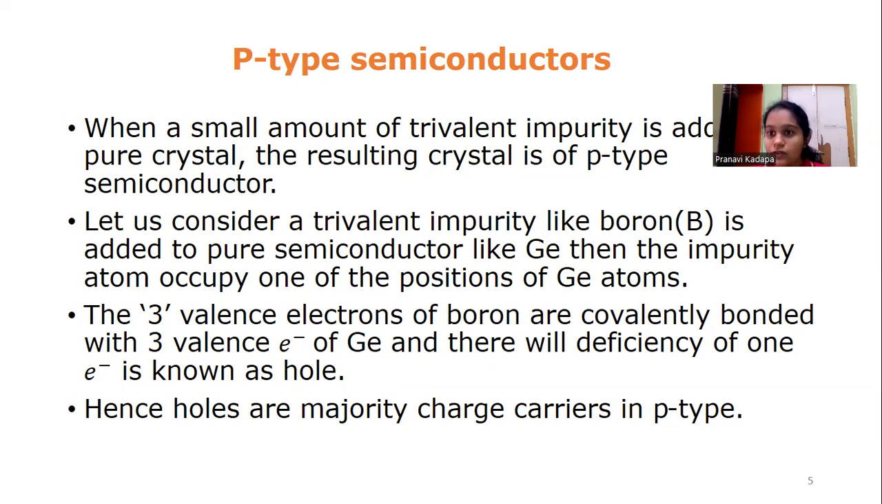We know that Ge contains four valence electrons, right? So when the three electrons in the boron are covalently bonded with Ge, an electron deficiency will be there. That is known as a hole. Here, holes are the majority carriers in P-type.